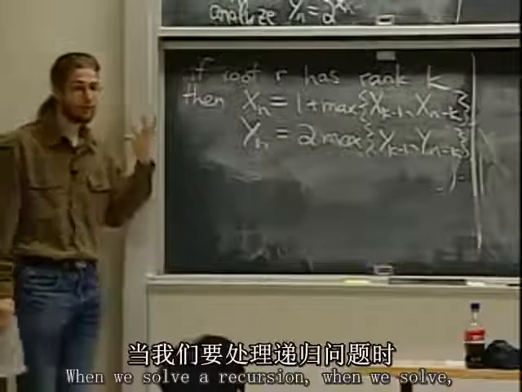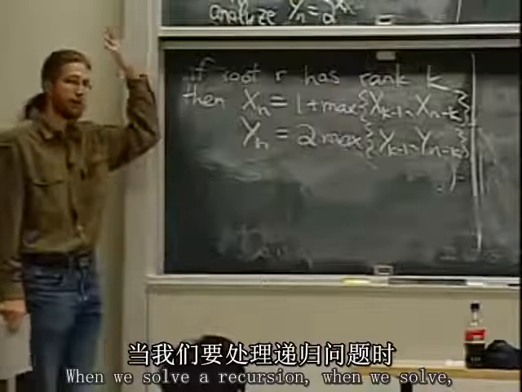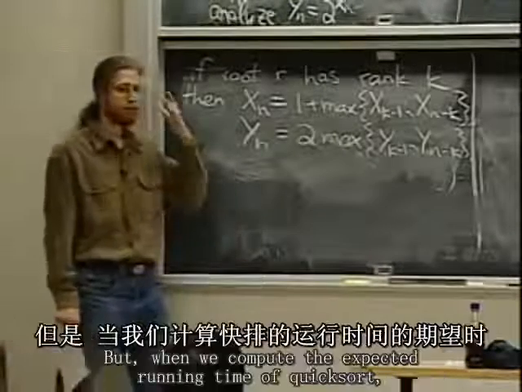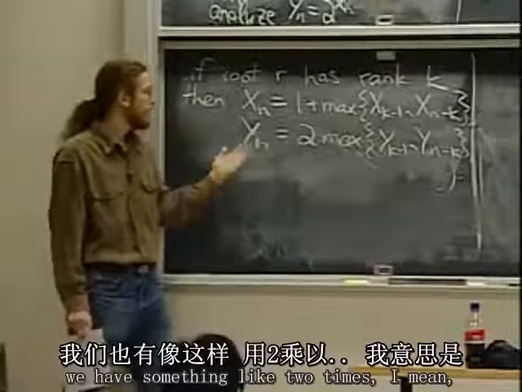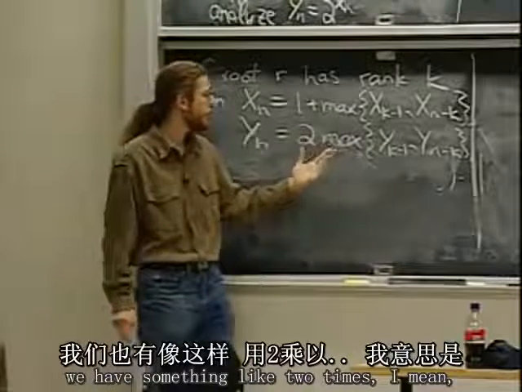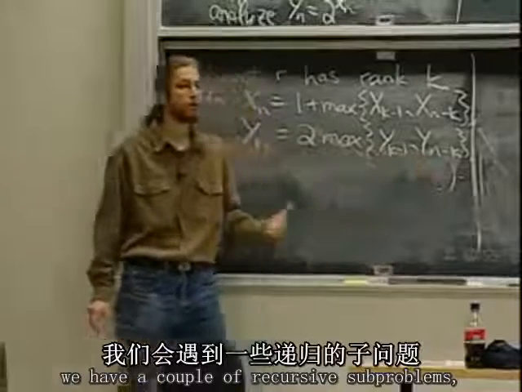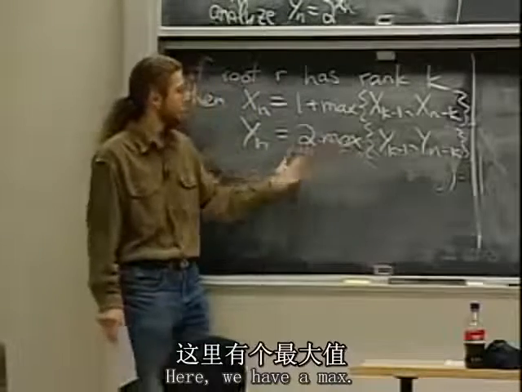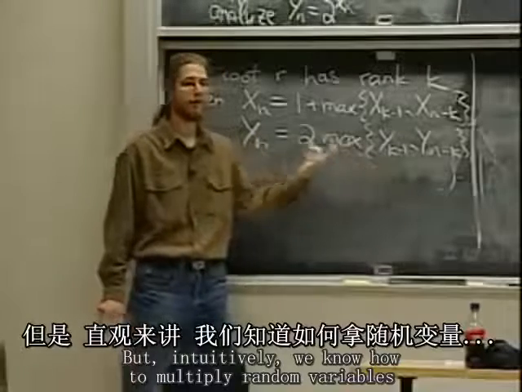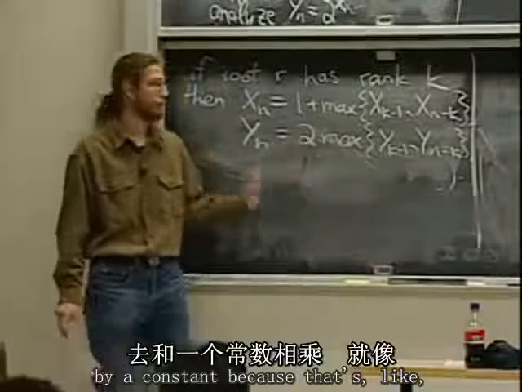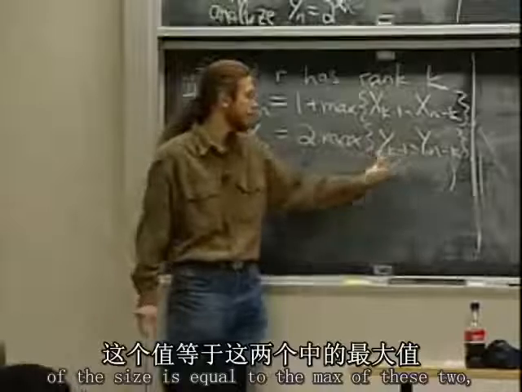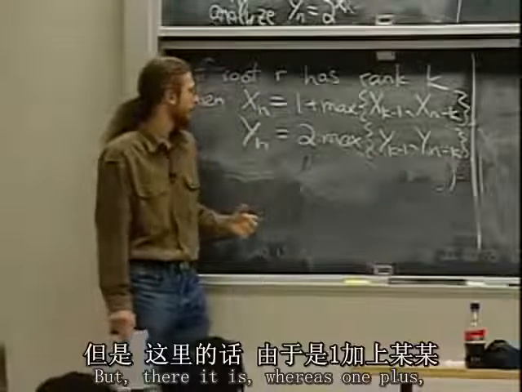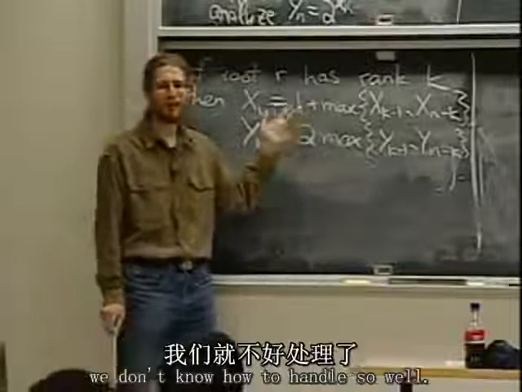When we solve a recursion, like the expected running time, we haven't taken expectations yet here, but when we compute the expected running time of quicksort, we have something like 2 times, we have a couple of recursive subproblems which are being added together. Here we have a factor of 2, here we have a max. But intuitively, we know how to multiply random variables by a constant, because that's like there being 2 recursive subproblems of the size equal to the max of these 2, which we don't happen to know here. Whereas 1 plus, we don't know how to handle so well.